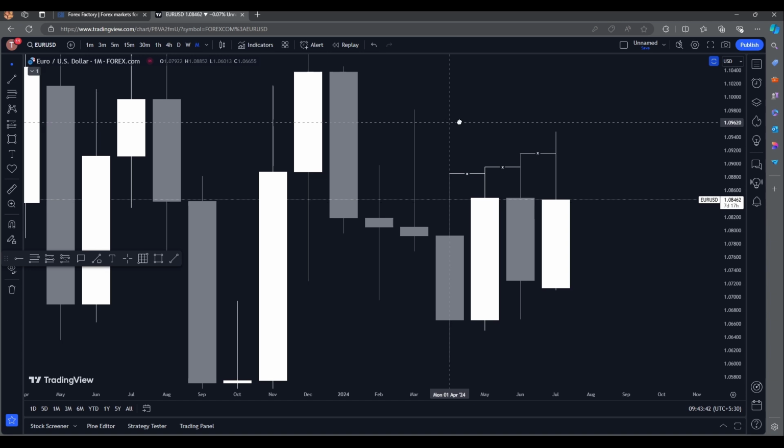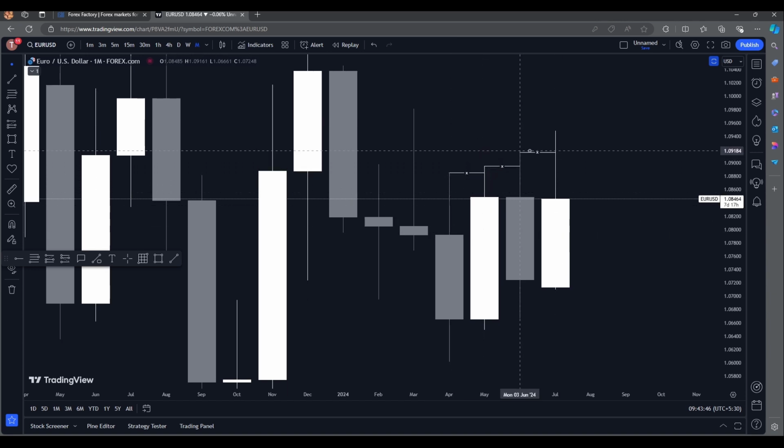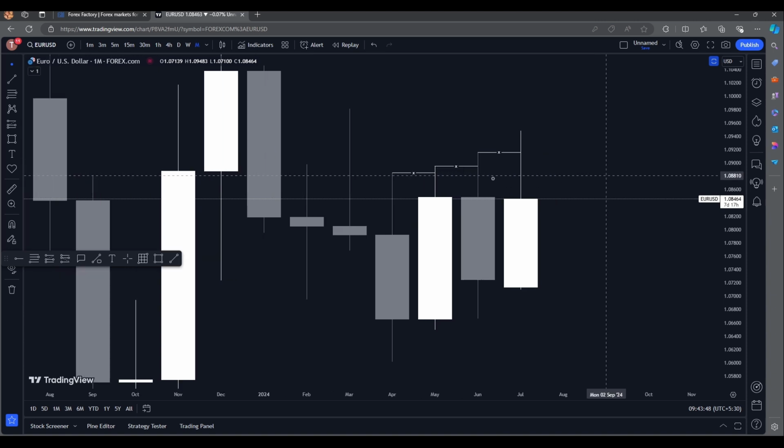Now this is the monthly chart of Euro USD, and what we can see is that the price is sweeping the highs of the monthly candles, which means that the price can be bearish into the smaller time frames. Since we had anticipated that, let's move to the weeklies now.